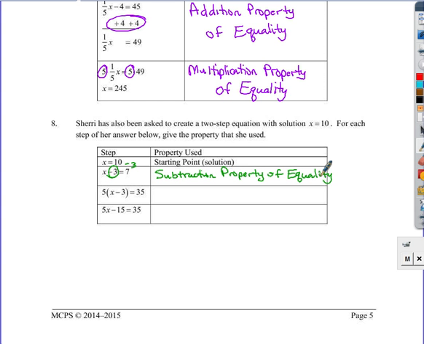Then it looks like she multiplied by 5 on this side, and she multiplied by 5 in order to get to 35. So she used the multiplication property of equality. And the last step, it looks like she's actually distributing that 5 in the parentheses, so that's how she gets 5x minus 15. So she used the distributive property.